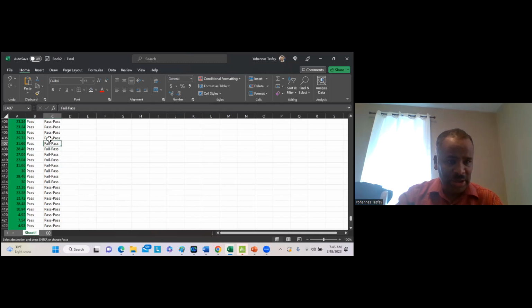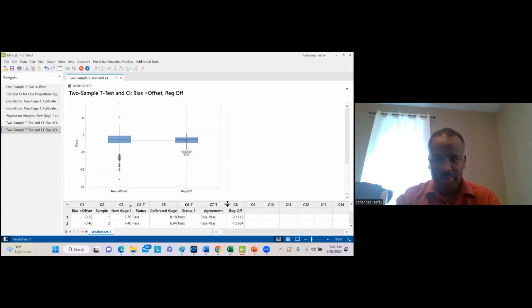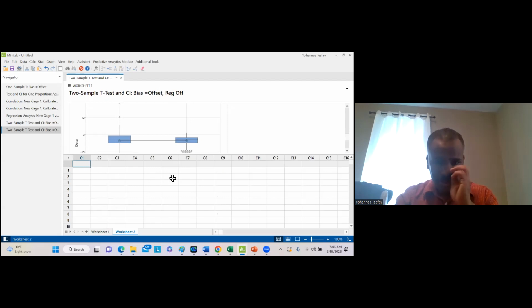Let's make it like this. Fail, pass. Okay, so now just an example, to show you the operating characteristics curve. What is the operating characteristics curve? Okay, so just like that.